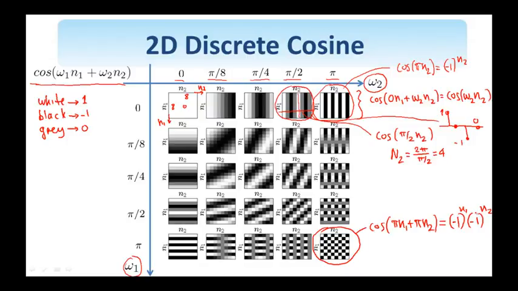We are going to encounter these images later on in the course when we talk about compression. This will be the basis function signals of the discrete cosine transform, which we will use to decorrelate data in JPEG as well as in video compression.